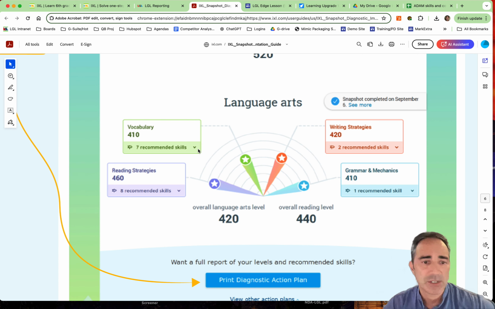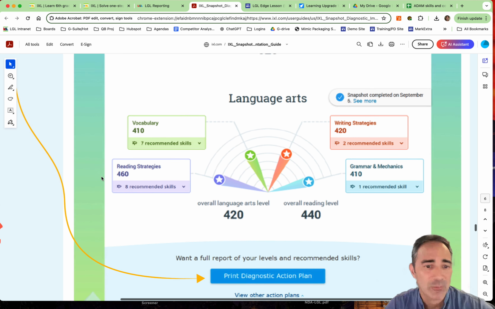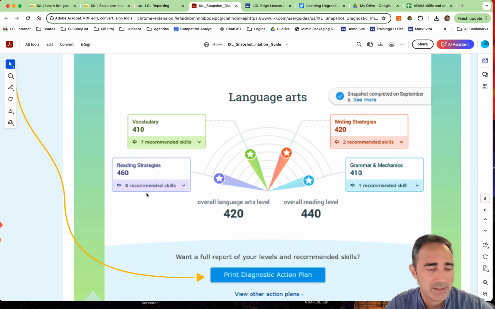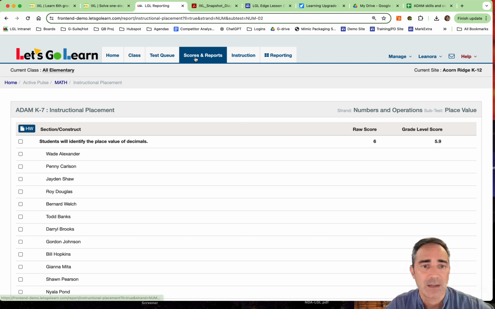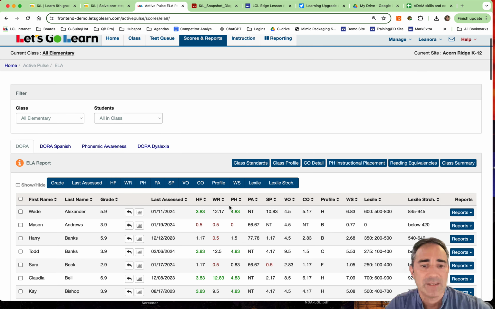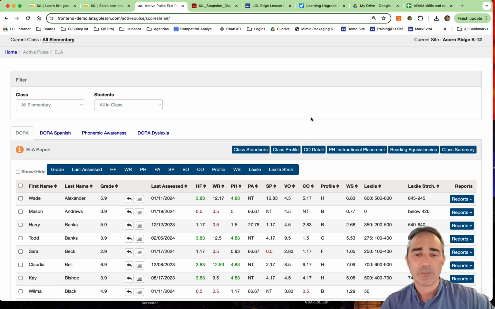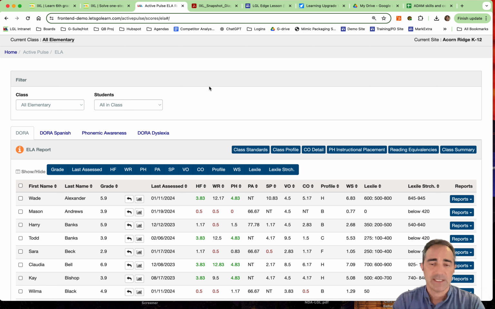Same thing in language arts as well. I'm not going to go into this as much right now, but they have vocabulary and reading strategies. What is reading strategies? There's phonics, there's sight words, there's comprehension strategies. There's lots of skills. So they're lumping these things into very broad categories, whereas on our reading assessment, we break it down into high frequency words, word recognition, phonics, phonemic awareness, spelling, vocabulary, and comprehension strategies, right?